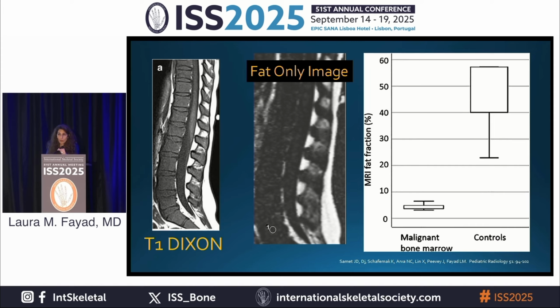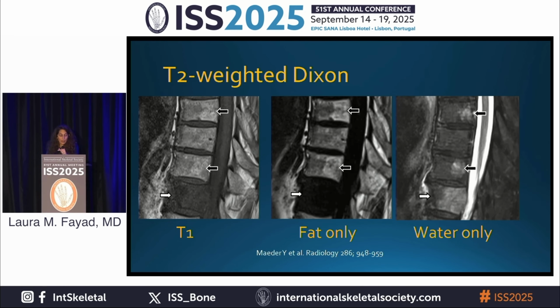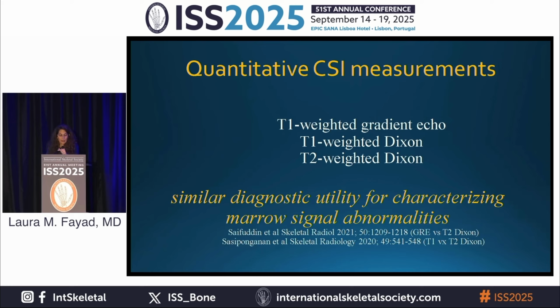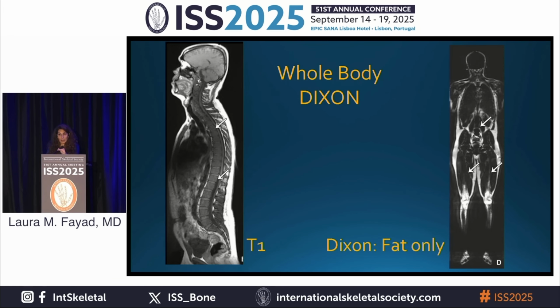And you can, if you want, measure fat fractions, and less than 10% is consistent with malignancy in children, which is something we studied relative to age-matched controls. You can do T1 or T2 weighted Dixon, and any of these techniques offer similar diagnostic utility for characterizing marrow signal abnormalities for marrow replacement.